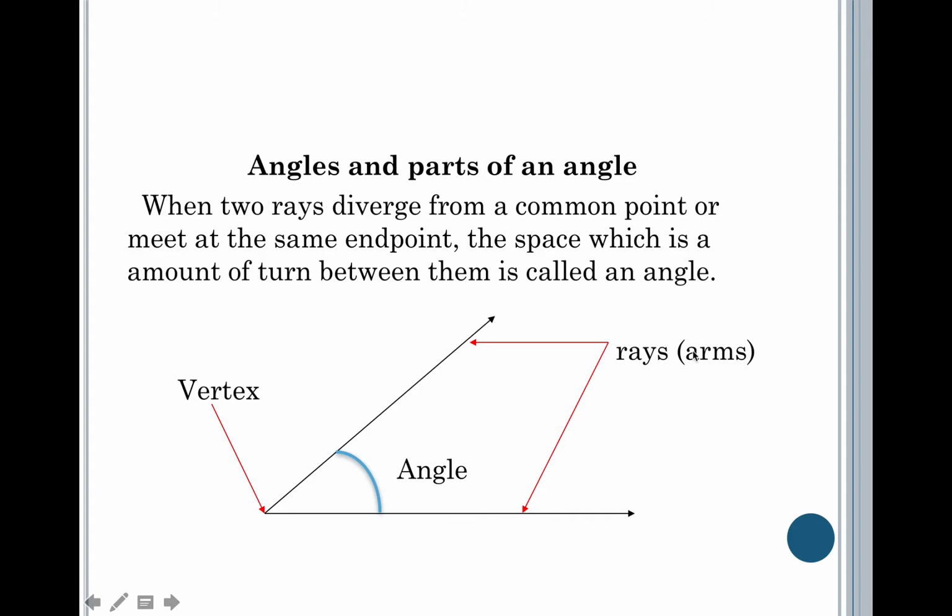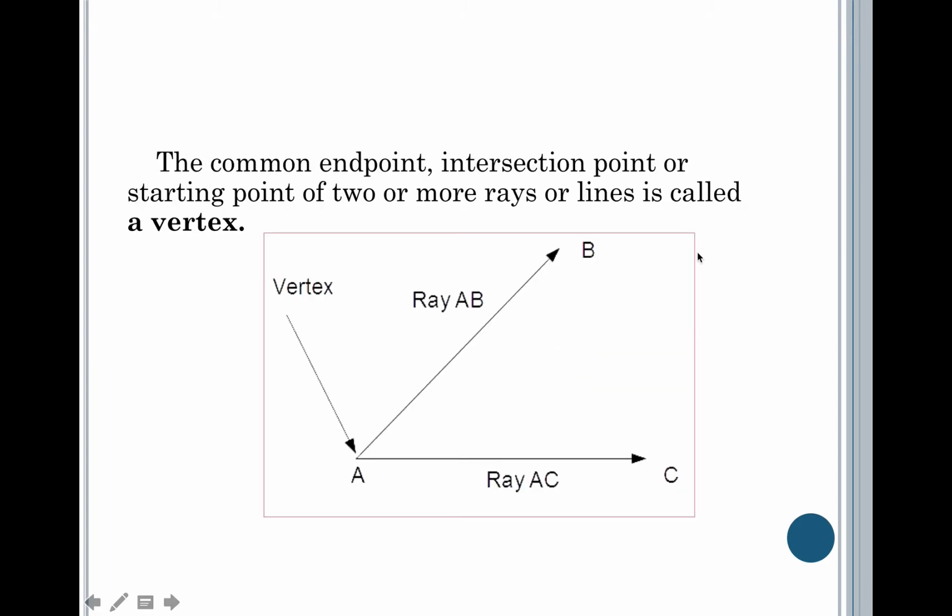You can consider the rays as arms. So we have a ray, an endpoint to an arrow, an endpoint to an arrow, and the space in between is called an angle. The common endpoint that intersects the starting points of two or more rays or lines is called a vertex. So that endpoint where both rays meet is called a vertex.